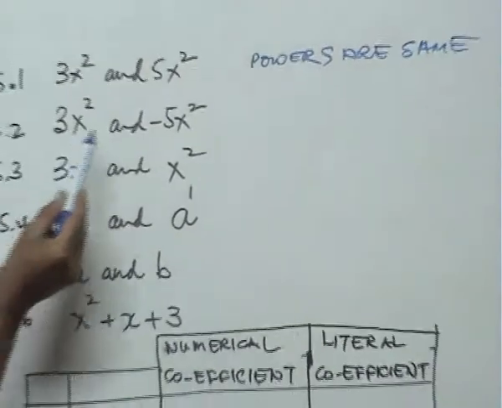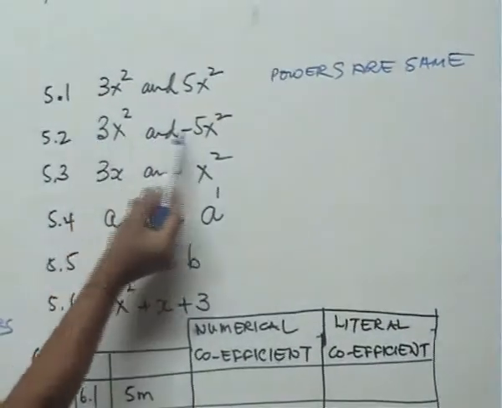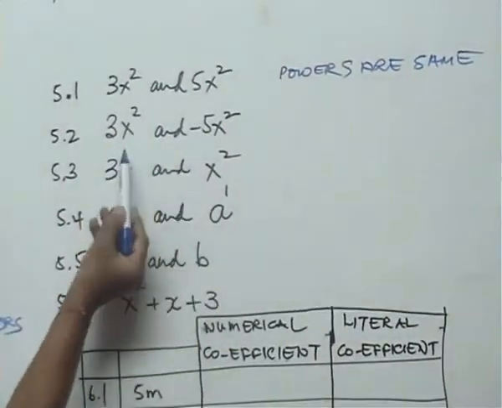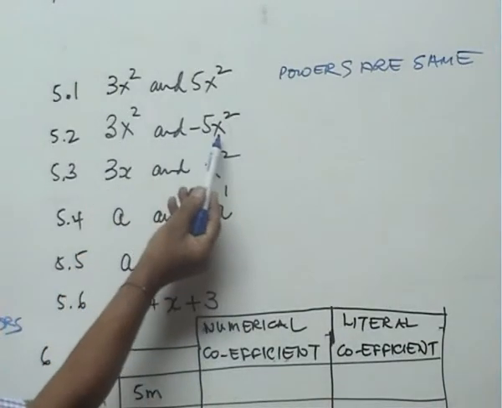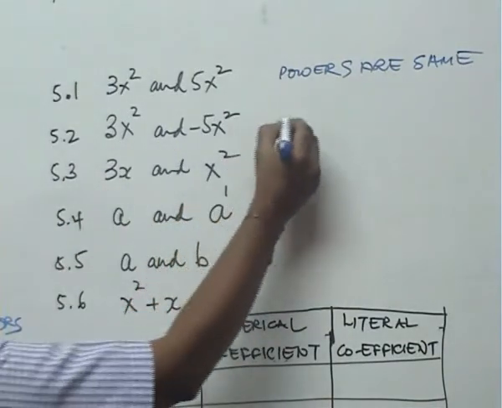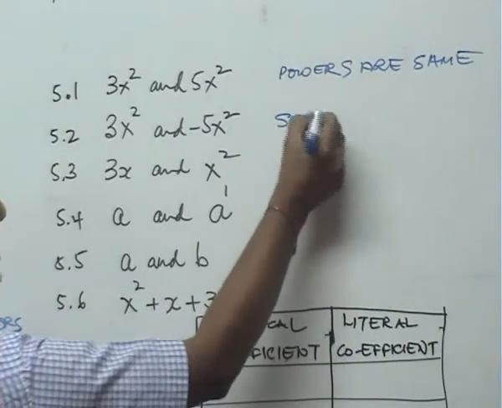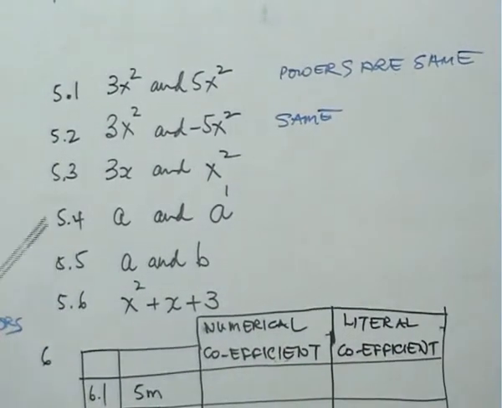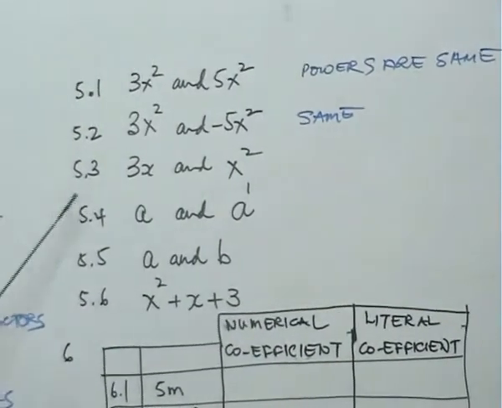5.2, 3x squared and minus 5x squared. These numbers don't make a difference. We're interested in these powers here. x squared and x squared, the powers are the same. Now 5.3, you got to be careful.